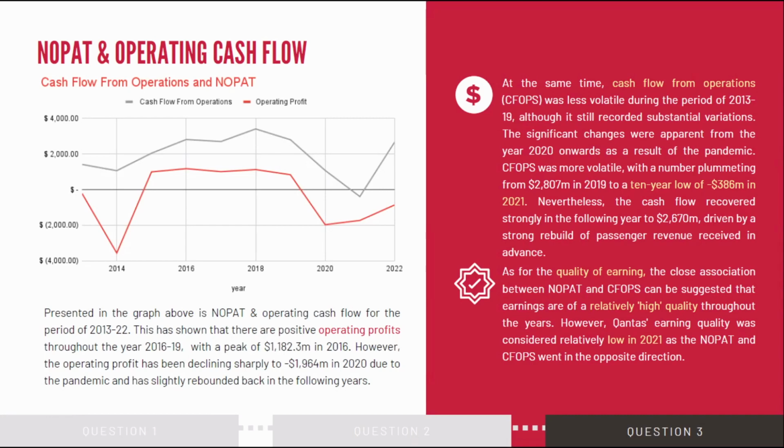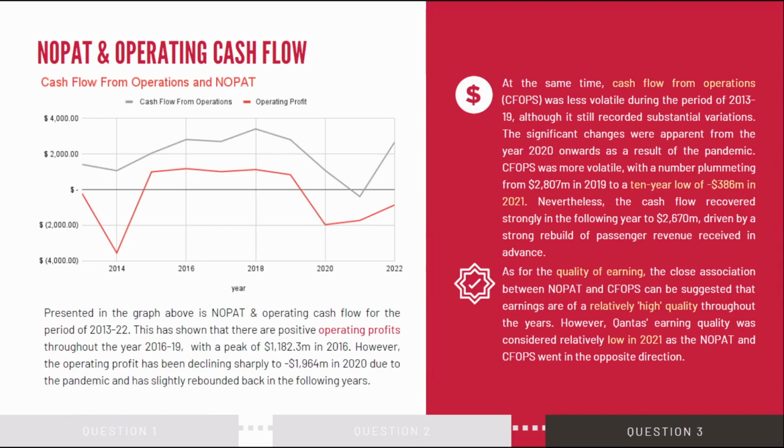While in the same period, cash flow from operations was less volatile during 2013 to 2019, although it still recorded substantial variation. Though significant changes were apparent from the year 2020 onwards, as a result of the pandemic, cash flow from operations became more volatile, with the number plummeting from 2,807 million in 2019 to a 10-year low of negative 386 million in 2021. Nevertheless, the cash flow recovered strongly in the following years to 2,670 million, driven by a strong rebound of passenger revenue received in advance.